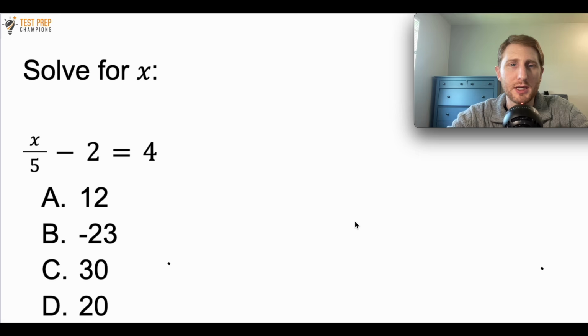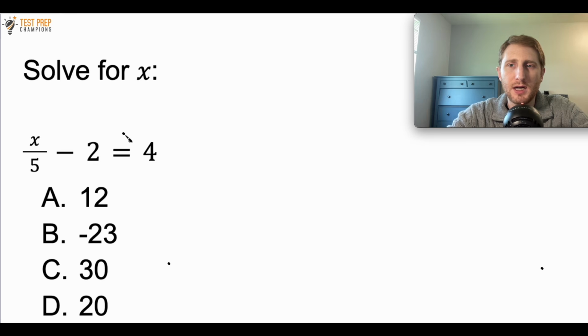Question on screen says solve for x, and we see x over 5 minus 2 equals 4. So now's your chance, if you'd like to pause the video, try to figure this out, take all the time you need, and then whenever you're ready, just unpause the video and we'll talk about it. Okay, so the name of the game here is to get the x by itself on one side of our equation. So how are we going to do that?